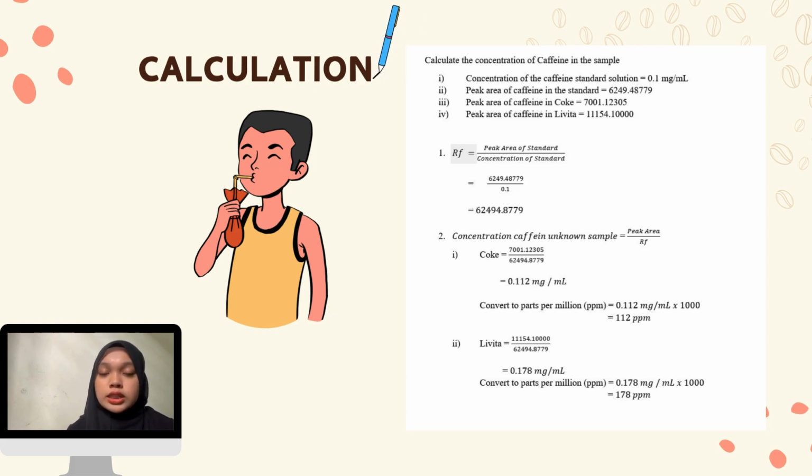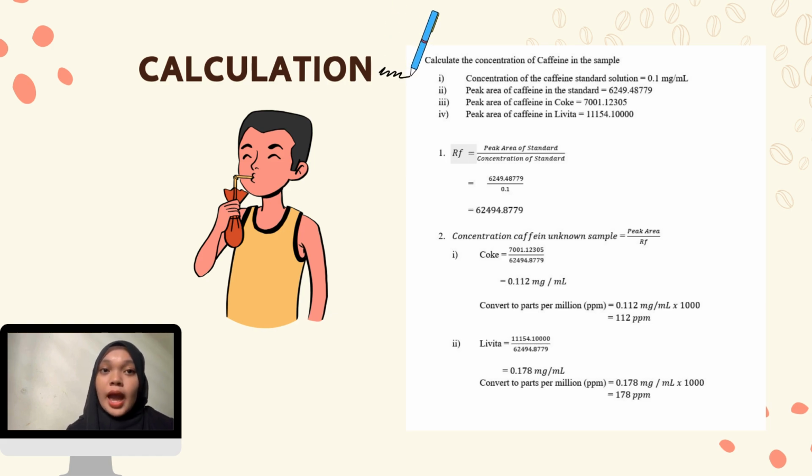Next, we calculate the caffeine concentration in both Coke and Levita using the formula: caffeine concentration equals peak area of the sample divided by RF. So for Coke, the peak area of caffeine in Coke is 7,001.12305. Then we divide by the RF, and we get the result of 0.112 mg per milliliter. To convert this to parts per million, ppm, we multiply by 1000, so the result is 112 ppm. This is the concentration of caffeine in Coke.